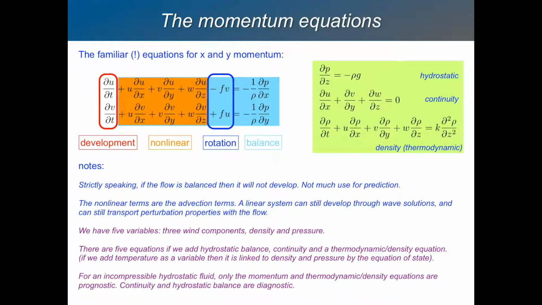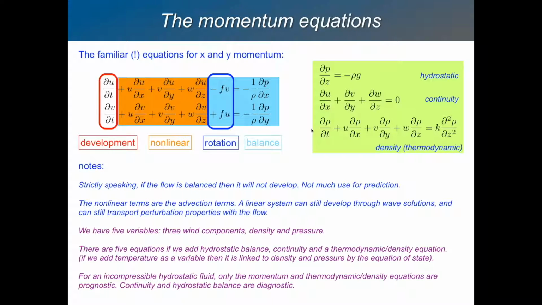Here are the rest of the equations, the primitive equations. So these are the x and y momentum equations, and then we have the vertical momentum equation, which is leading order balance is just a balance between gravity and the vertical gradient of pressure. So that's hydrostatic balance. Then we have a continuity equation, three-dimensional non-divergence. And then we have this equation, which I've put, the density equation.